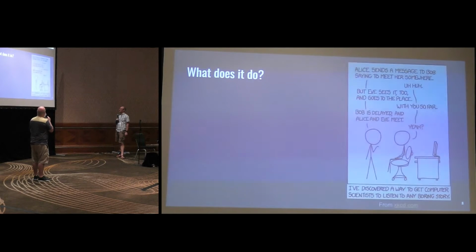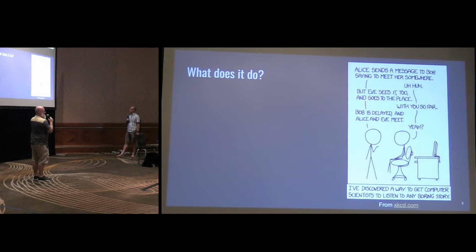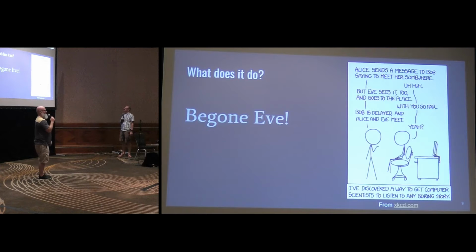Well, what does it do? Well, this is the famous XKCD, right, about how you get computer scientists to actually talk about security. And there's Alice and Bob and Eve, Eve's the person who's passively listening to this stuff. So what are we trying to do? Stop Eve from passively listening to things, so we encrypt the communications, right?